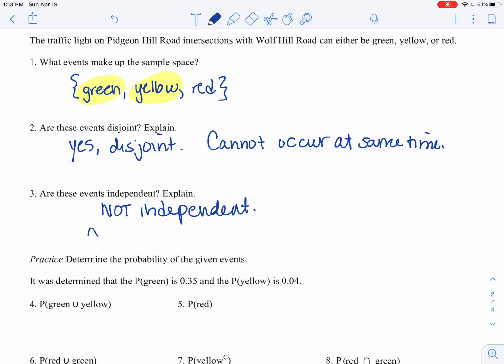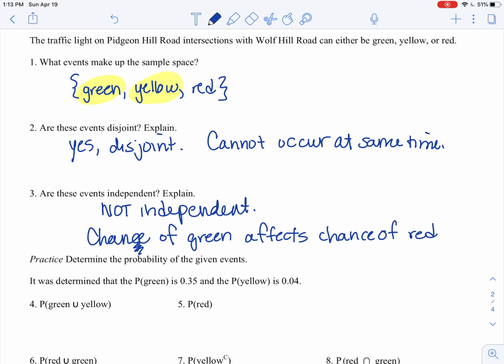Okay? So the chance of the light being green affects the chance of the light being red or yellow or whatever it happens to be. Those probabilities affect each other. So what impact does that have on us for our calculations? When you go to do an and calculation, that's an intersection, you're going to have to be careful to make sure that you don't just multiply your probabilities together, because these are not independent. We'll have to think of things in a different way.